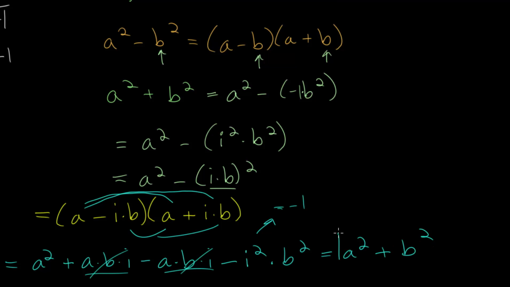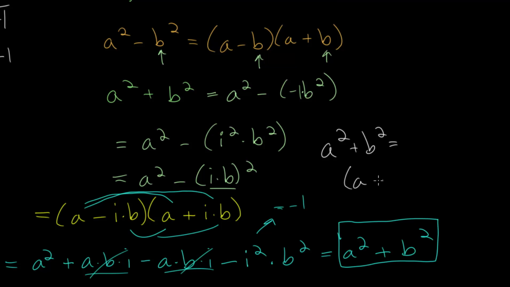So we can verify that this formula actually makes sense. So let me just rewrite it, that when you have this sum of squares, this can be factored as a minus i times b multiplied by a plus i times b. And in the next video, we will look at a specific example where we have this sum of squares and we need to factor it.